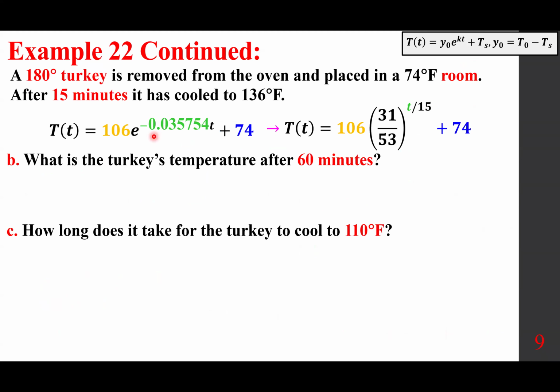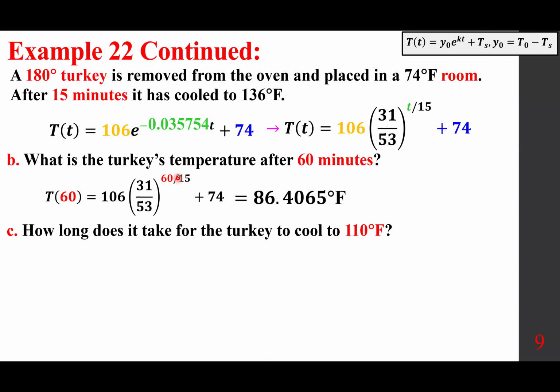So we're going to rewrite what we found in the previous page. What is the temperature after 60 minutes? Notice t is 60. So if I replace it here, 60 is divisible by 15. It's better to go with that one, which is 4. So 31 over 53 to the power of 4 times 106 and plus 74. It gives you the answer.